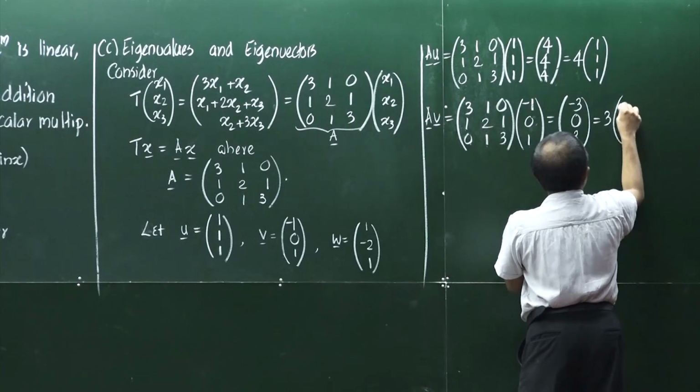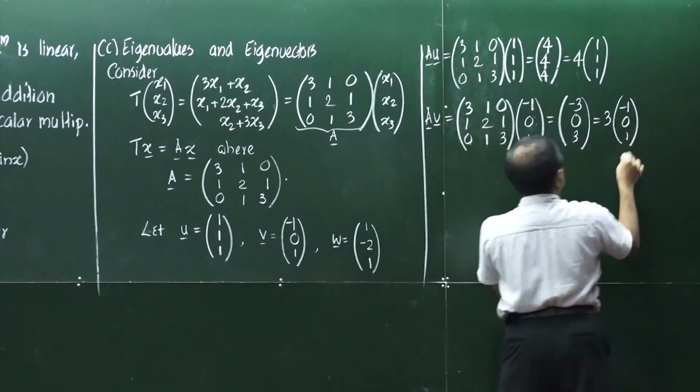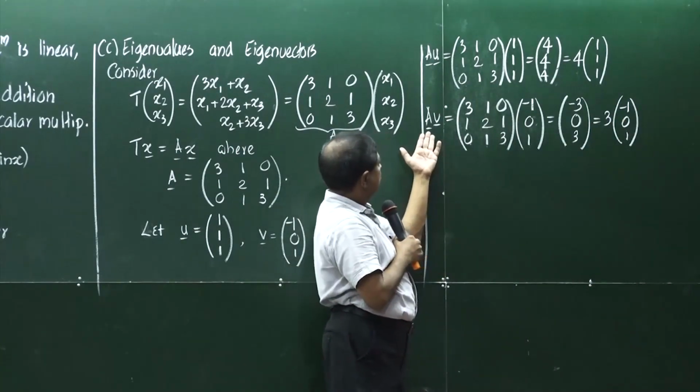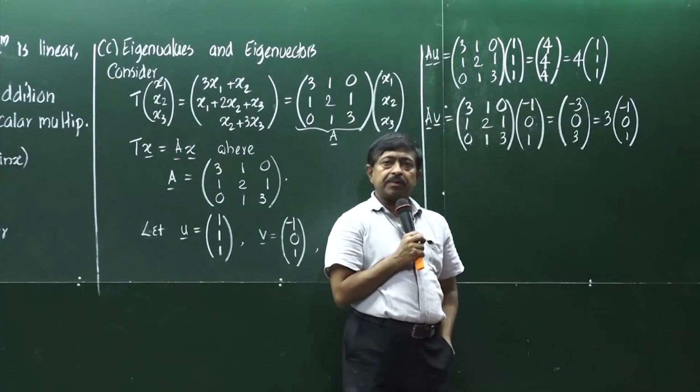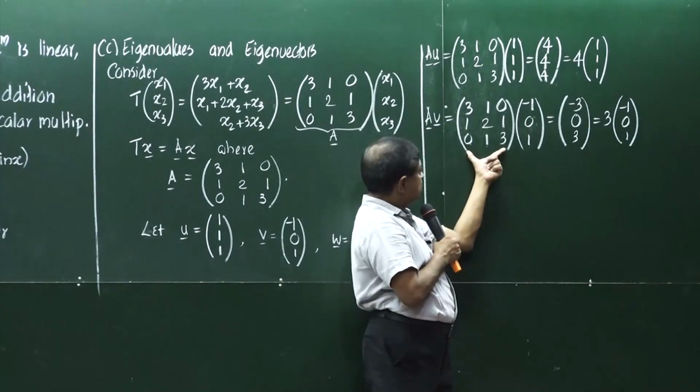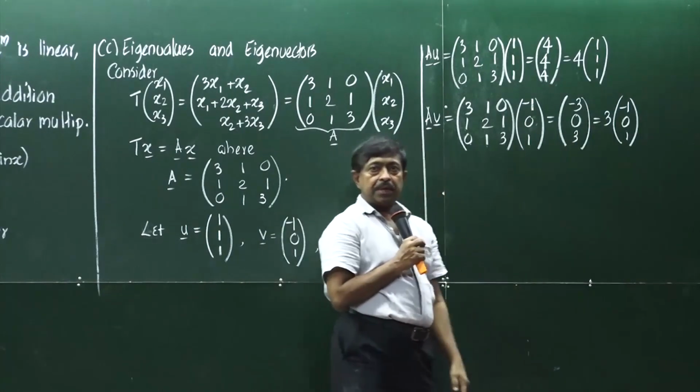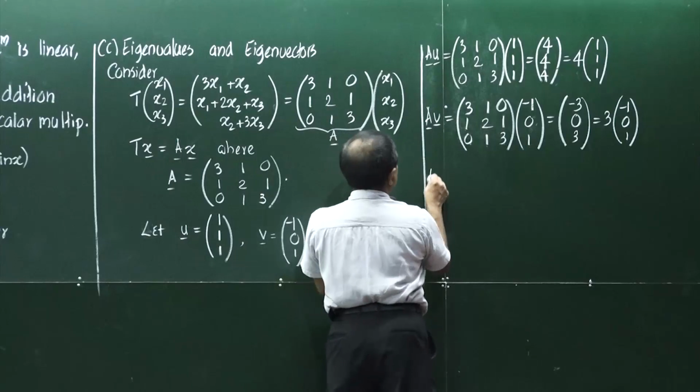You can pull out 3. Minus 1, 0, 1. Again, look. Here you need to multiply it by 3. You get the same vector. I mean, multiplication by a matrix is multiplication by a number. They are equivalent. Now, finally, AW.